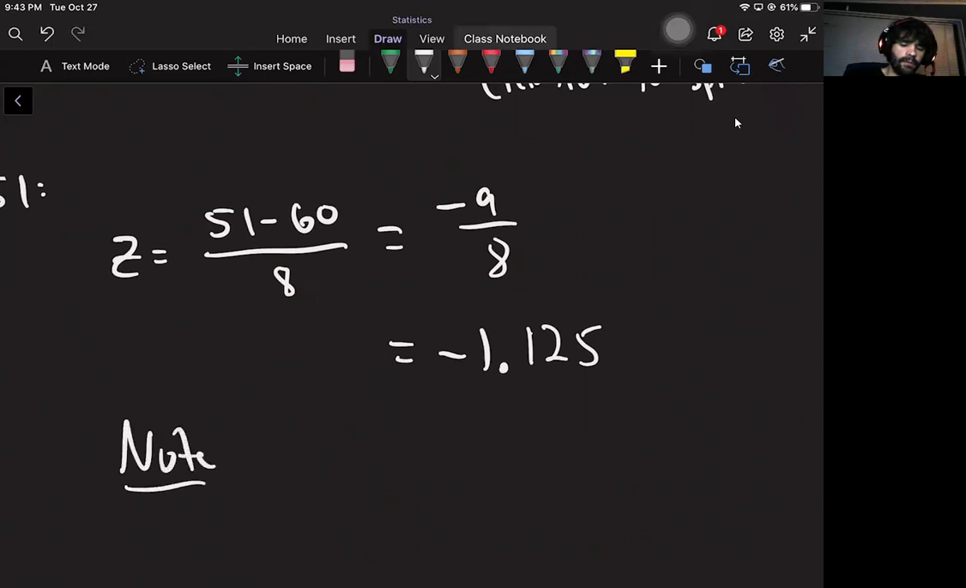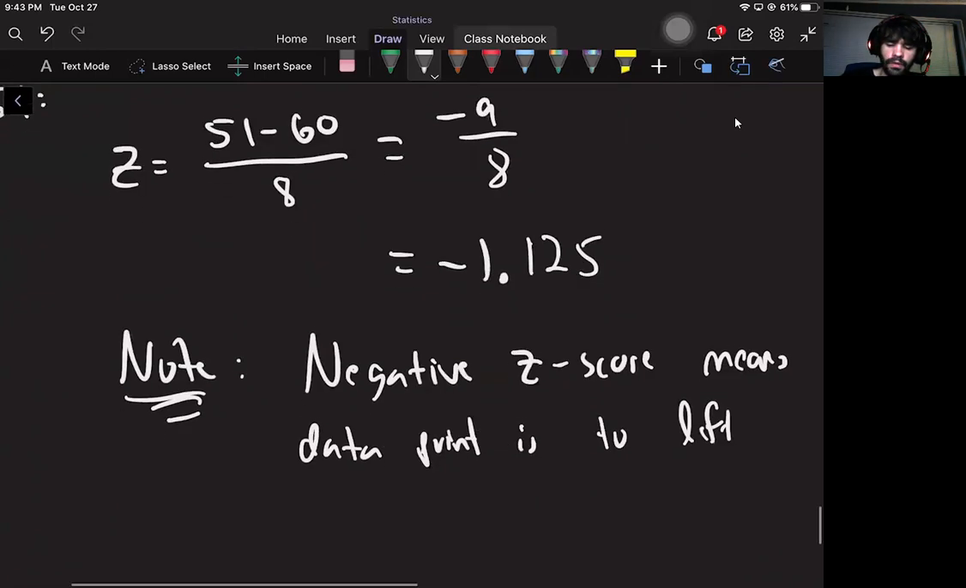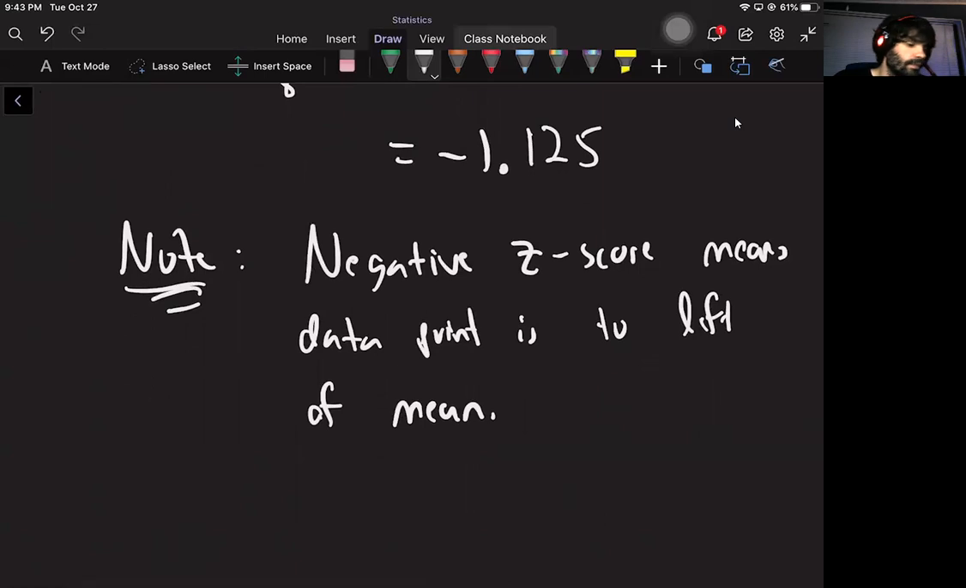What it's really saying is just that we're to the left of the data point. So the negative z-score just means that the data point is to the left of the mean, but you might still say it's 1.125 standard deviations away.